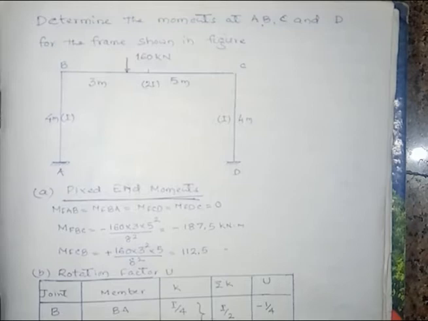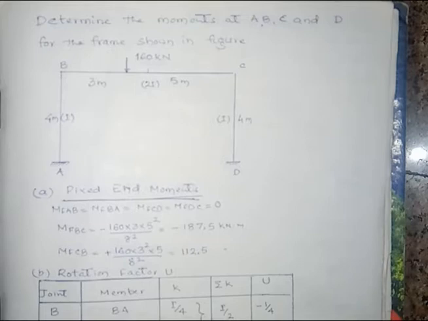Fixed end moments. Here the vertical columns are not subjected to any loads. Hence MFAB equals MFBA equals MFCD equals MFDC equals 0. Then MFBC equals, here B to C, it is subjected to a point load at a distance of 3 meter from B and 5 meter from C.